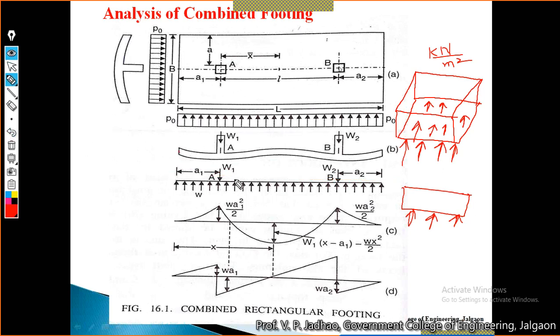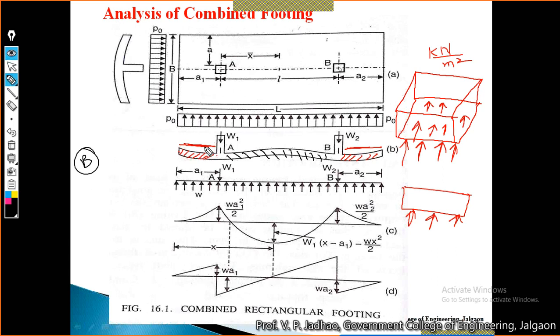In longitudinal direction, we are assuming that this is a complete beam, and some portion of this beam is cantilever for this particular region, whereas the remaining portion of the beam is supported on these two columns. So we need to design this particular footing as a beam having width B.